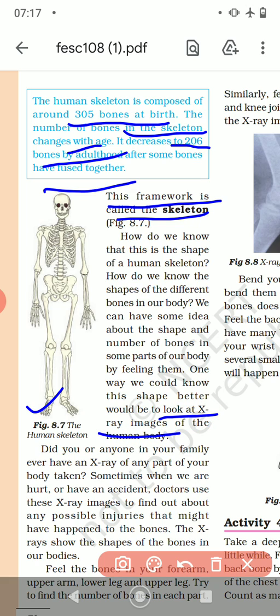Whenever somebody breaks their legs or hands or fingers or anything, they have to go to the doctor, and the doctor advises you to have an X-ray, and then you get an X-ray image, right? That X-ray image will let you know the exact condition, whether the bones are fractured, not fractured, or hairline fractured. They will let you know.